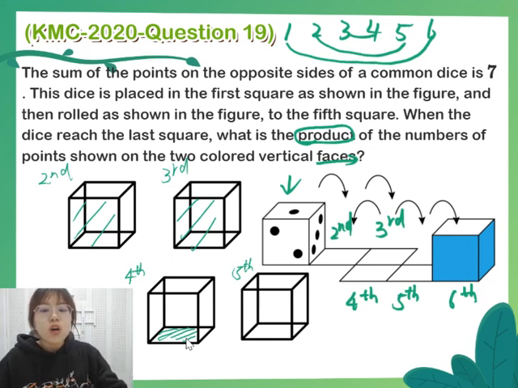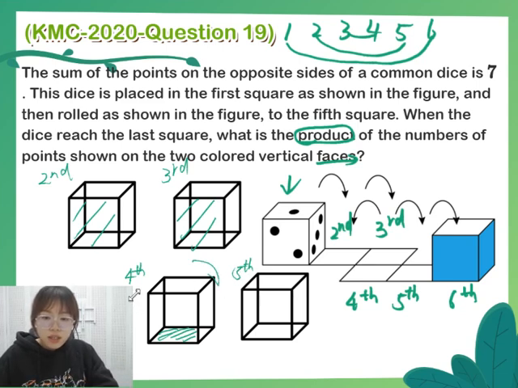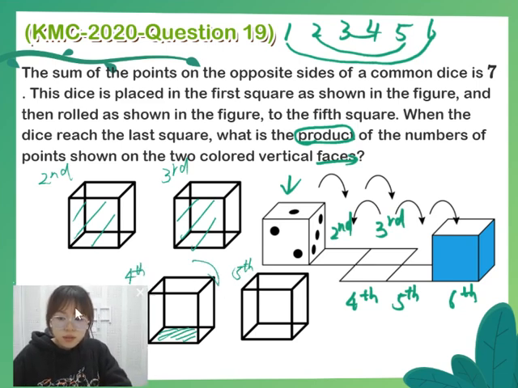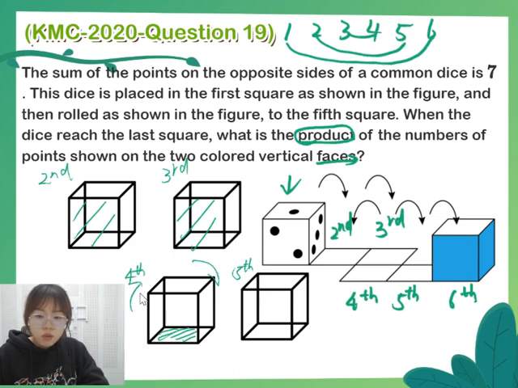Let's continue. From the fourth position to the fifth position, we roll right. When we roll right, here, let me draw you the direction. Is it clear? Okay, here. It rolls to the right. So for the fifth position, where is the 2? It's going to be here. Do you understand?